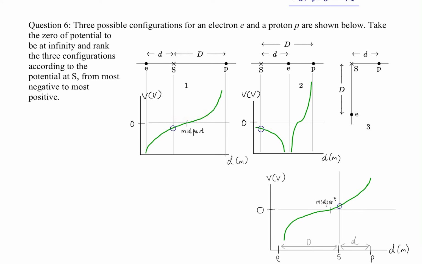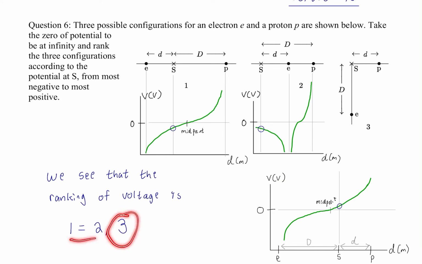It is actually in the positive range, the voltage that is, because we are closer to the proton than the electron. Okay? And that means we can rank our voltages from least negative to most positive, with 1 equals 2 and 3 being the most positive. In fact, the only positive.